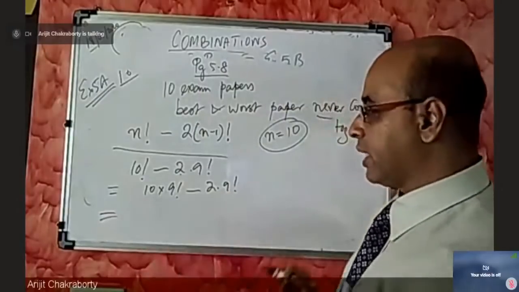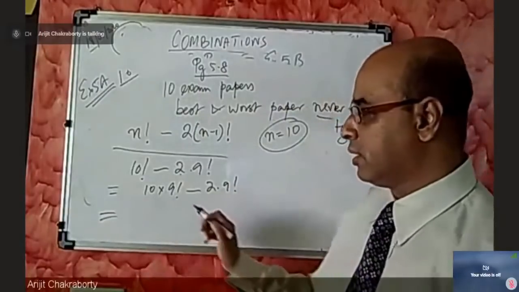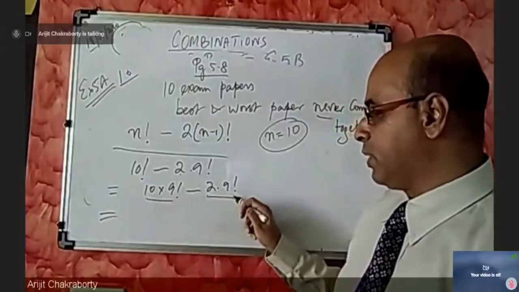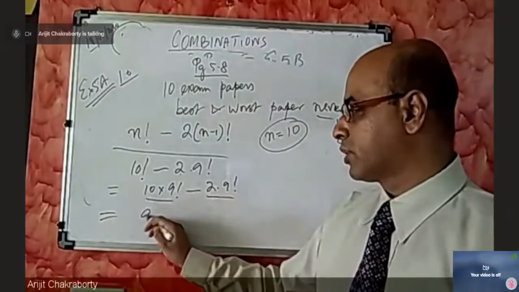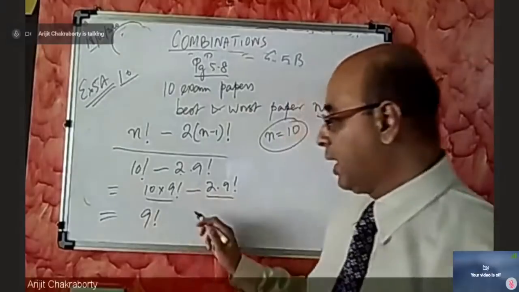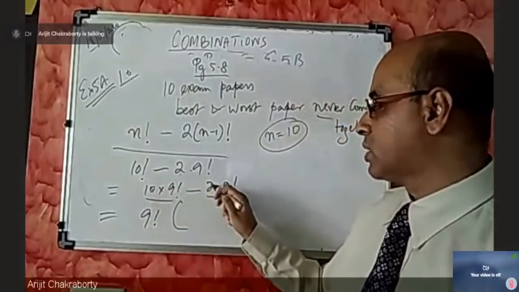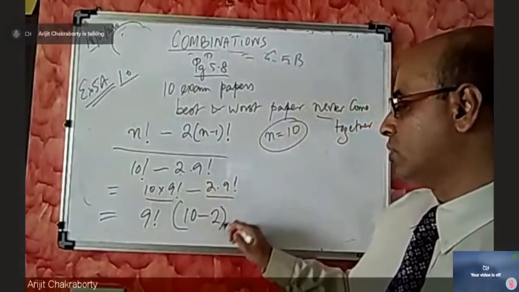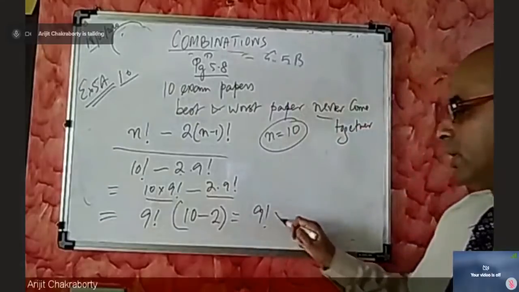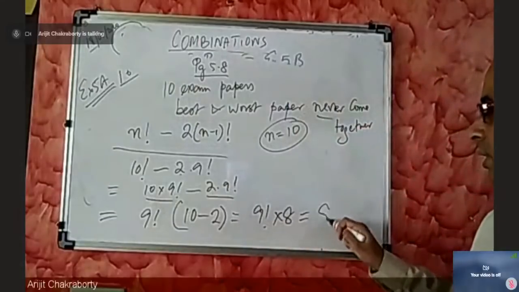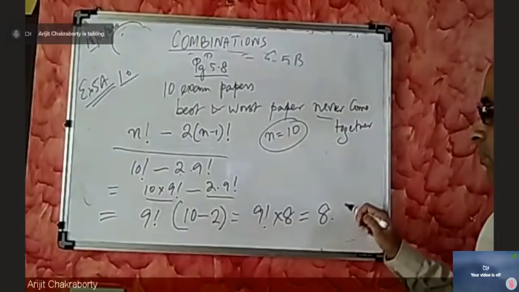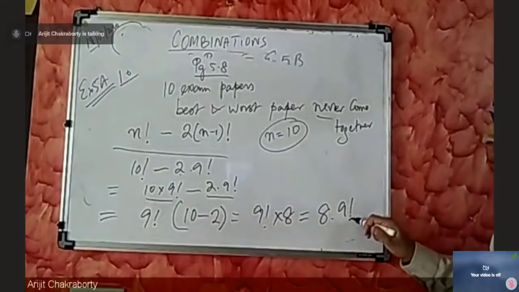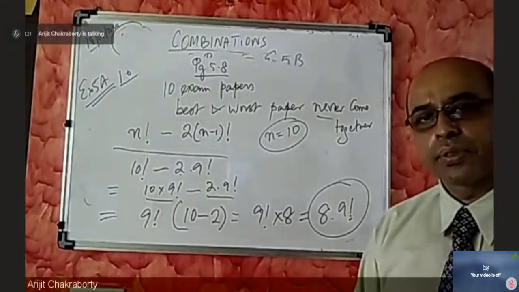From this, you take 9 factorial common. So, a minus b, you have 9 factorial common. So, 9 factorial comes out, and in bracket we have 10 minus 2. That is 9 factorial into 8. Or you can write in this way, 8 multiplied by 9 factorial. Okay, this is the answer.